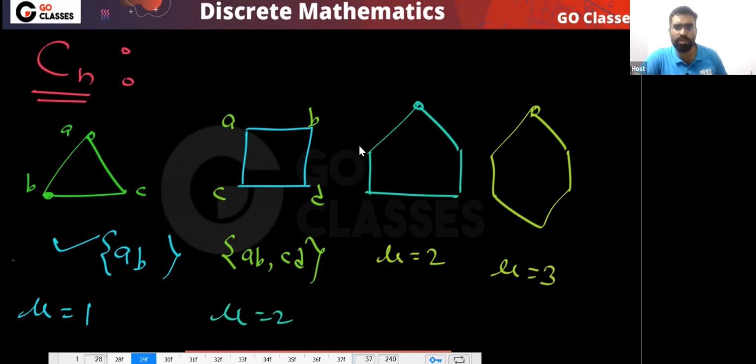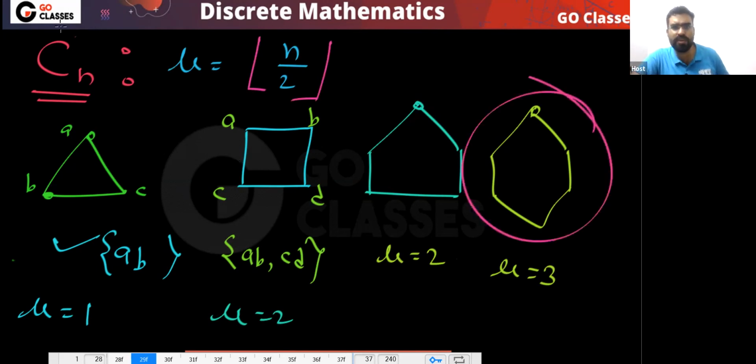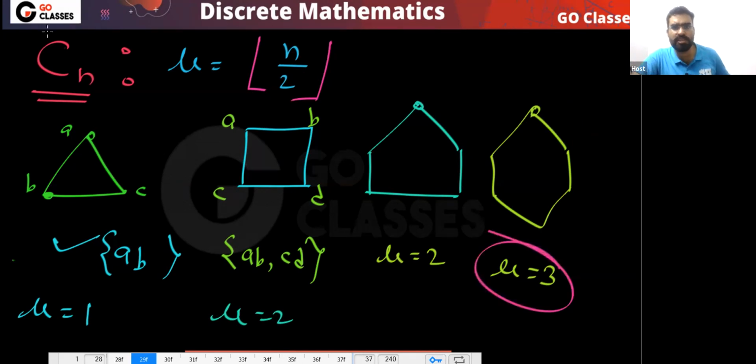So what do you think? What is the mu? So for Cn, mu is what? That is n by 2 floor. Okay, n by 2 floor. So very simple. Half, because here you have 6 vertices, so your mu is actually 3. So basically you are getting half. Okay, so mu will be n by 2 floor.